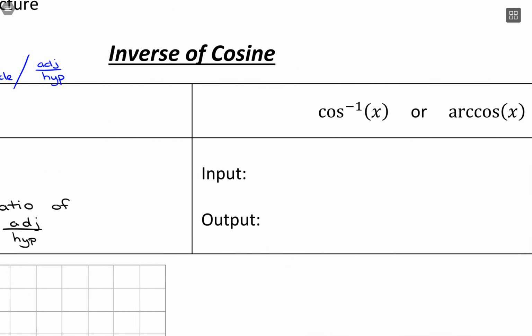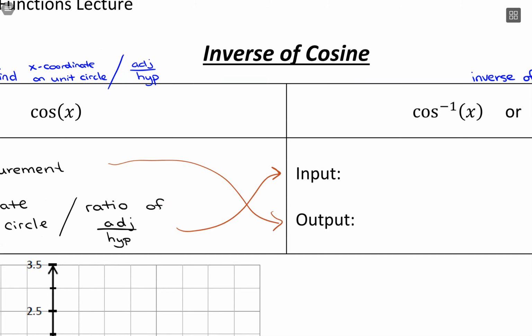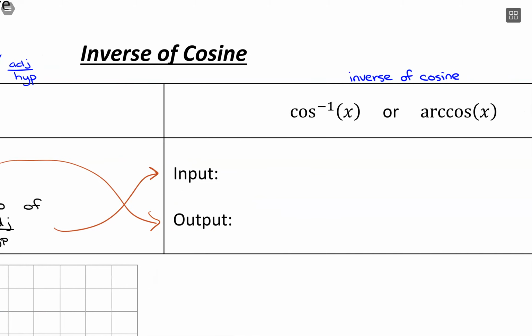So when we go to our inverse function, this is the inverse of cosine, and you can use either notation with a -1 or arc cosine. They mean the same thing. We're just going to switch what our input and output are. So now the input for this function, what we'll see inside of the parentheses, is an x-coordinate, or that ratio of adjacent over hypotenuse. And then the output for the function is going to be the angle measurement that lines up with it.